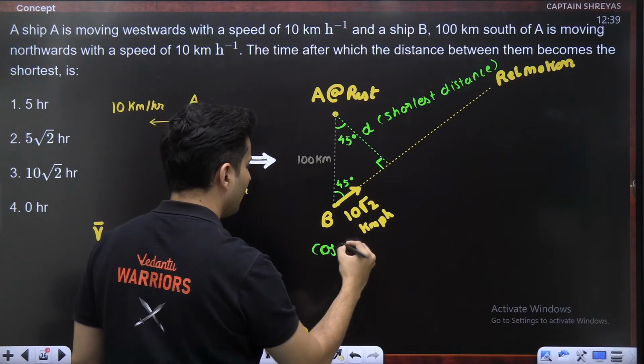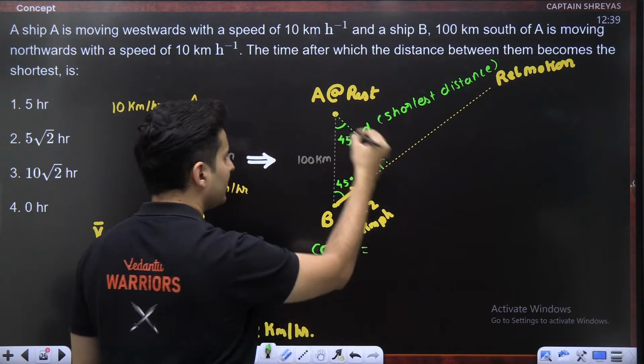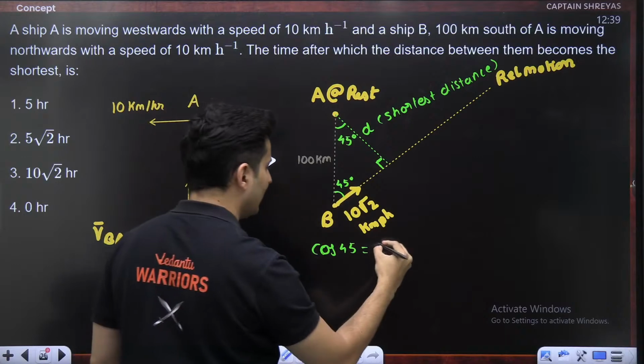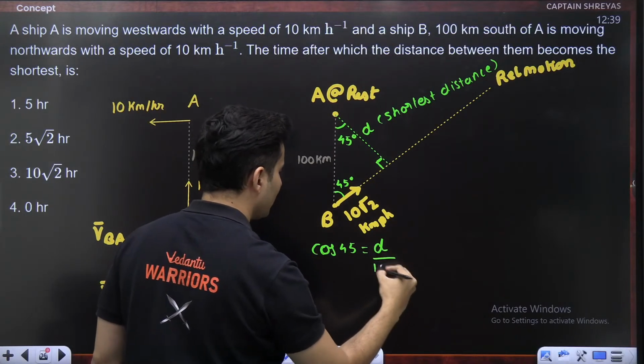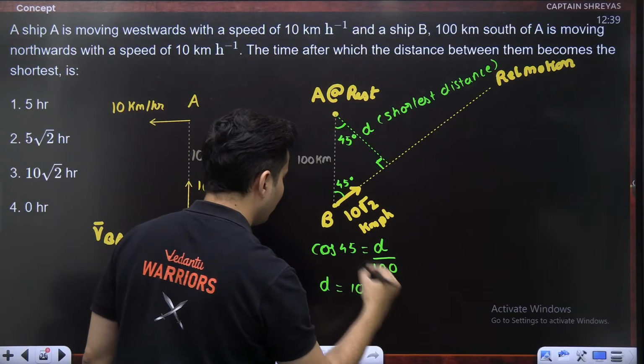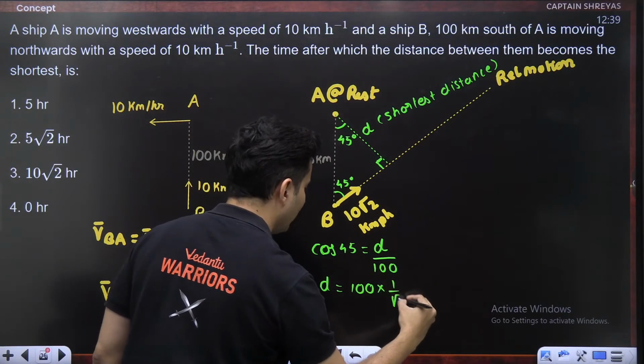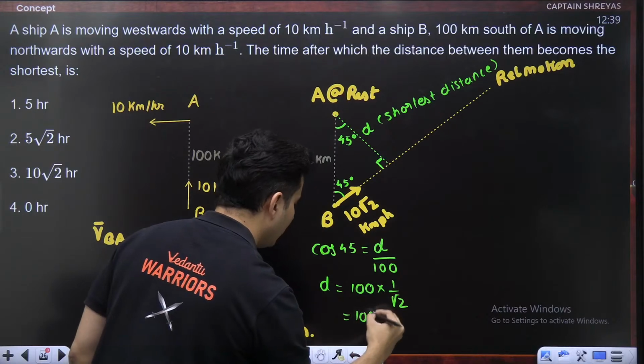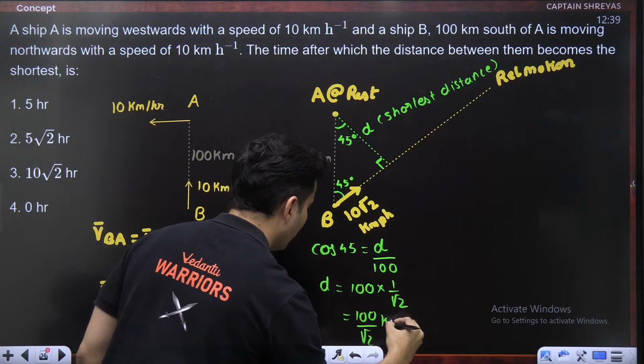So cos 45 is adjacent by hypotenuse. Adjacent is D. Hypotenuse is 100. So D will be 100 cos 45. Cos 45 is 1 by root 2. So hence it is 100 by root 2 kilometers.